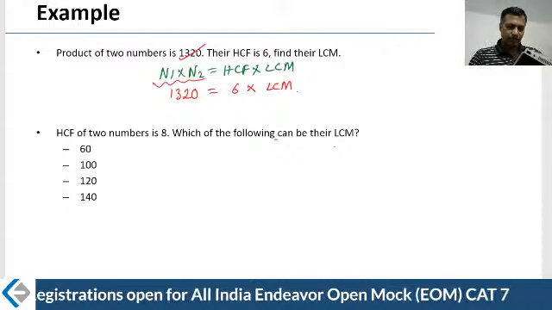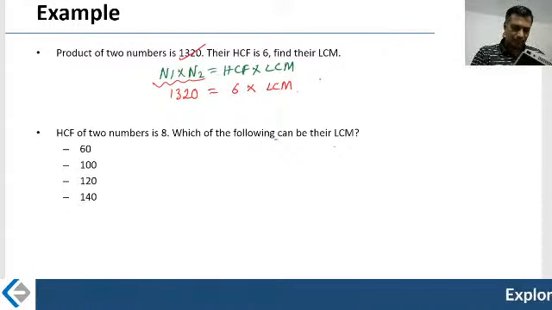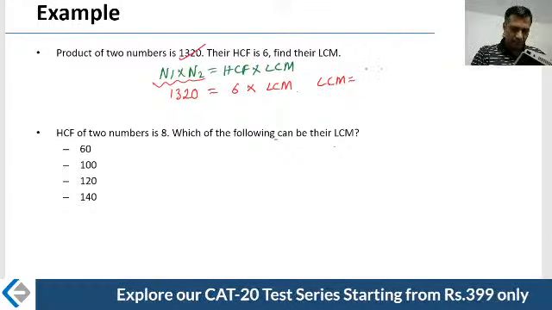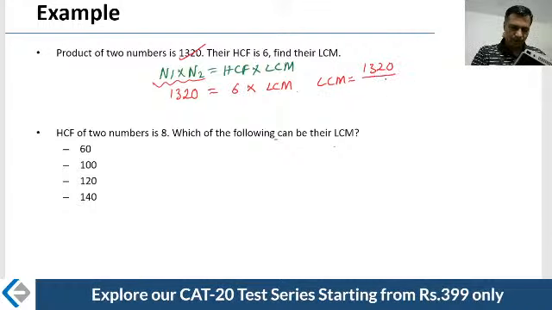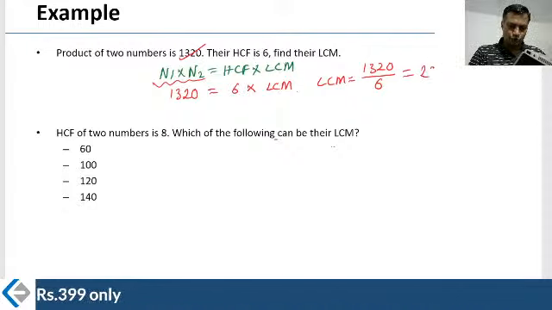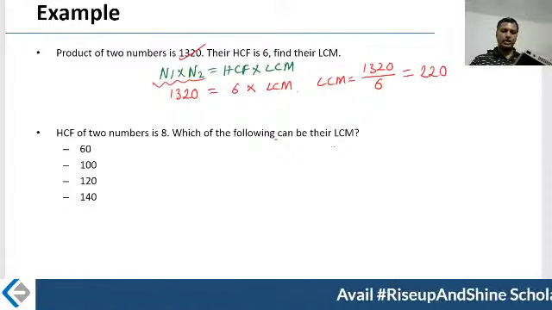Let's find the LCM of the numbers here. Therefore LCM is nothing but 1320 divided by 6. Simple. I'm just transferring to the other side. So divided by 6, that results in what? That would become 220. You get it as 220.